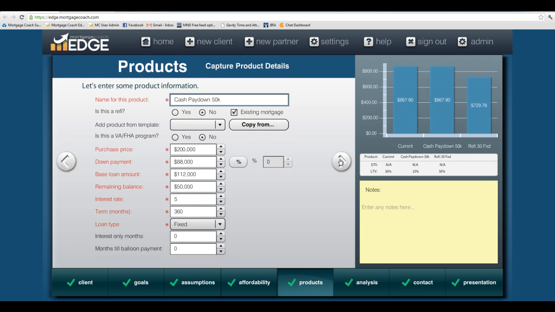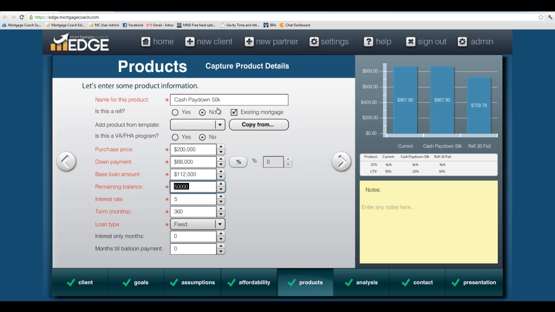And then when we get to the first product, what I did is I used the copy from button, and I copied the current mortgage. And then all I did was reduce the remaining balance by 50 grand. So they had a $100,000 balance, I reduced it by 50 grand, they've now got a 50 grand balance.